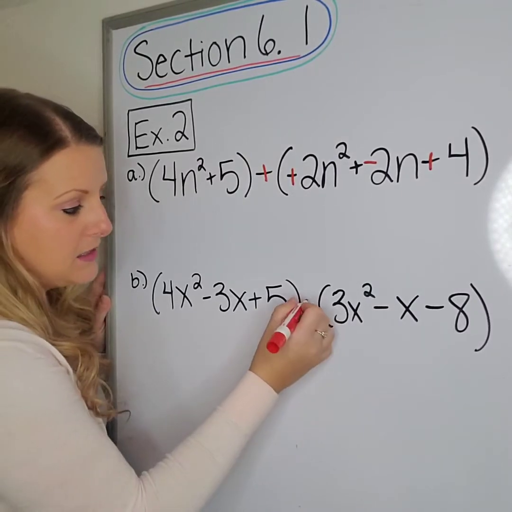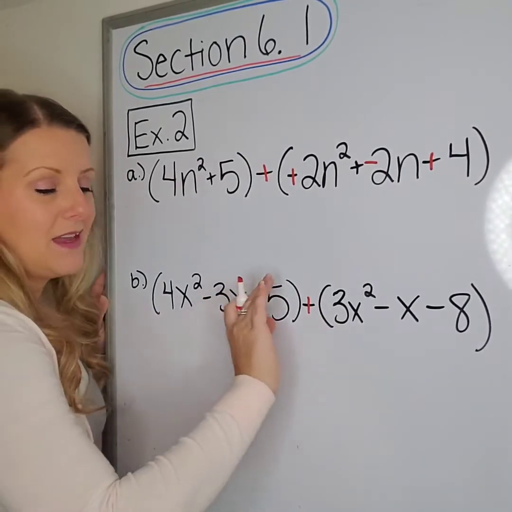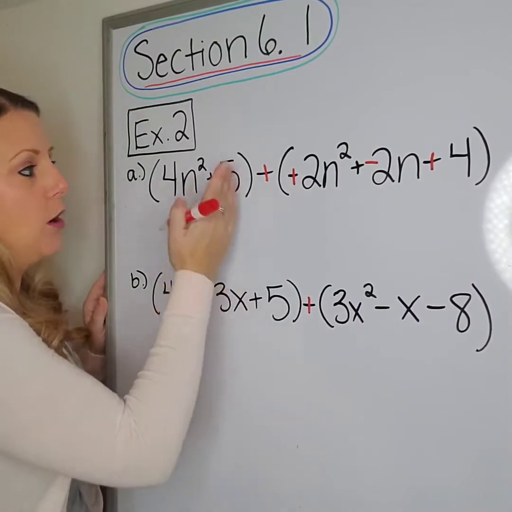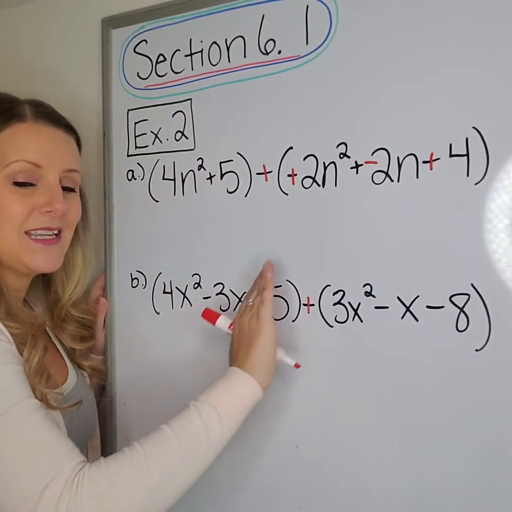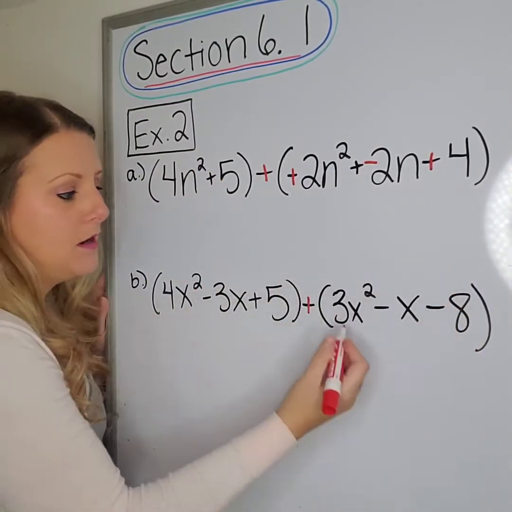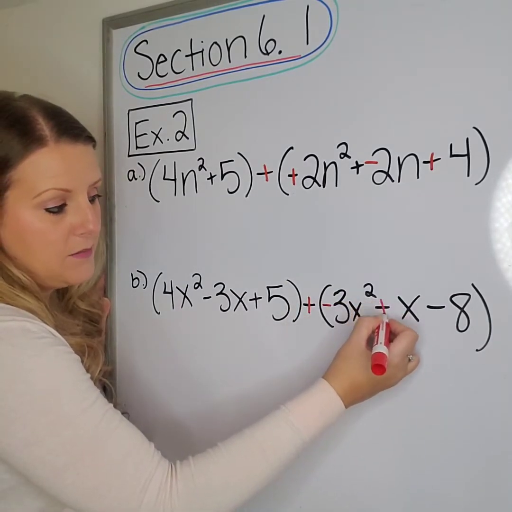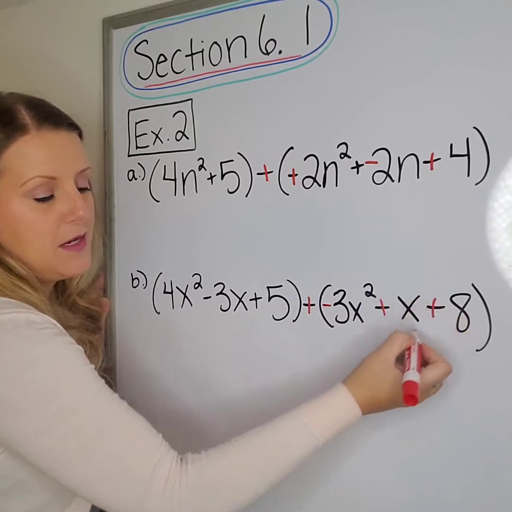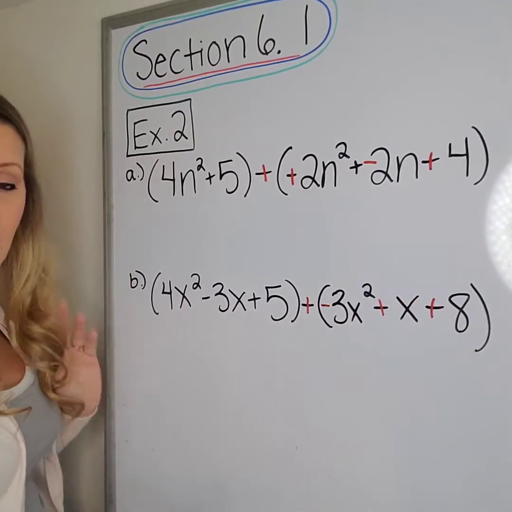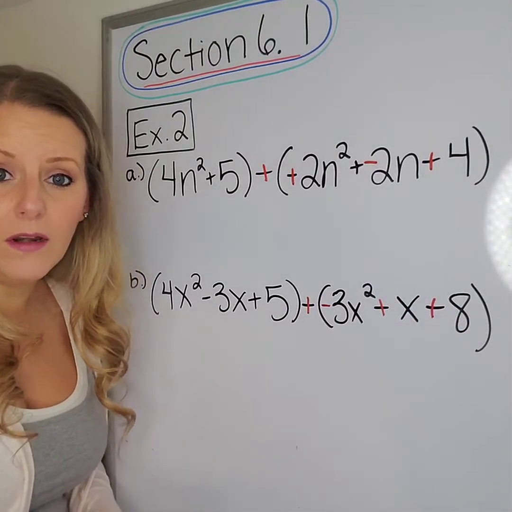If this is a minus, you can change it to a plus, but everything after it has to be changed. Now, we don't change anything up in the front. Anything that's after it, though, has to be distributed. So this positive 3 becomes a negative. This negative becomes a positive, and this negative becomes a positive. And now we're ready to go. It's the exact same thing as example 1 now.